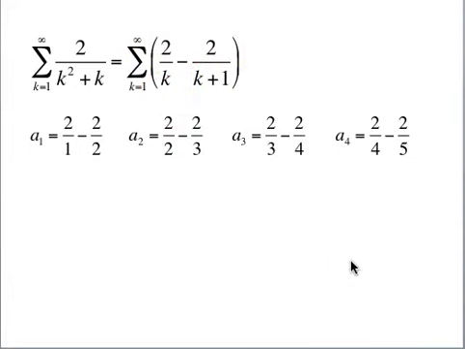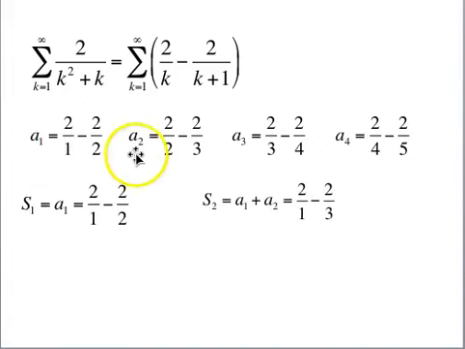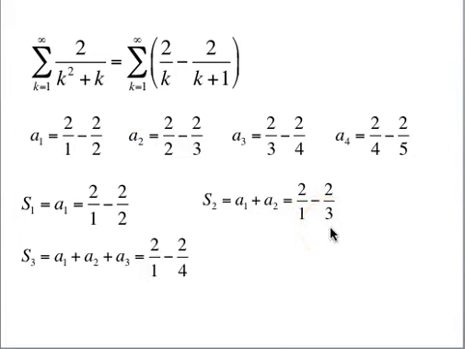Now the partial sum s sub 1 will be the same as a1. S sub 1 is adding up the terms up to the first one, only 1 here. S sub 1 will be 2 over 1 minus 2 over 2. But S sub 2 will be a sub 1 plus a sub 2: 2 over 1 minus 2 over 2 plus 2 over 2 minus 2 over 3. Minus 2 over 2 plus 2 over 2 cancels. I just get 2 over 1 minus 2 over 3 for S sub 2.